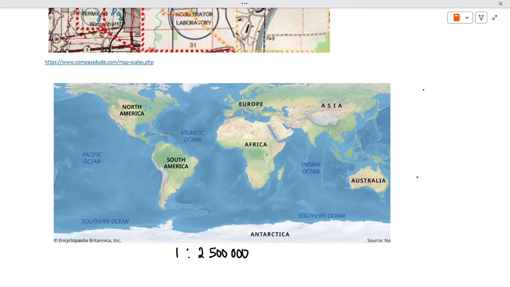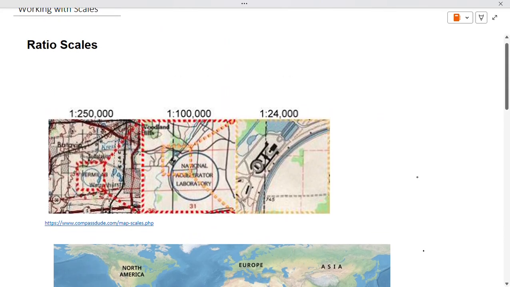So when it's not detailed, as in showing streets or perhaps rivers or things like that, we would say that the scale is something like 1 to 2,500,000. Whereas above, the scale for the one on the right hand side is 1 to 24,000. It is more detailed, more information can be seen. And the one in the middle is 1 to 100,000, and the one on the left hand side is 1 to 250,000.